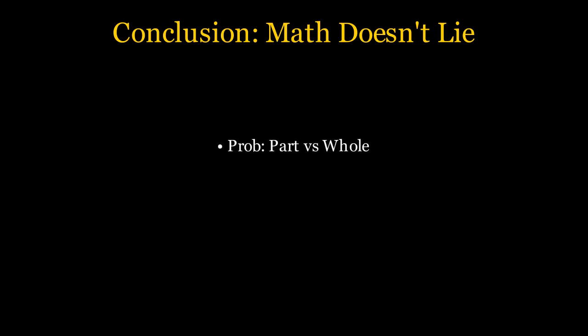In conclusion, probability is about the whole, while odds are about success versus failure. Mastering these allows you to navigate everything from gambling tables to complex machine learning architectures.